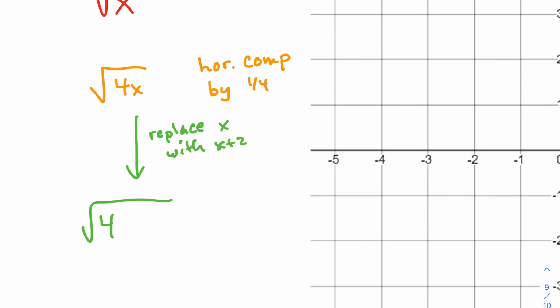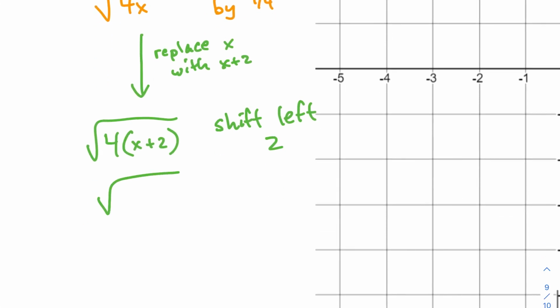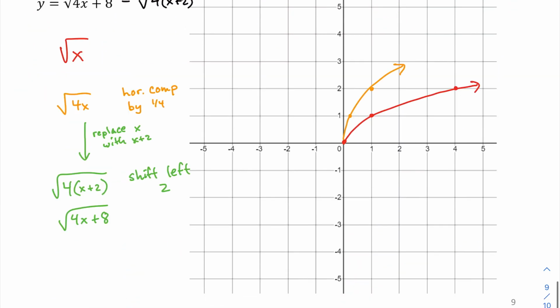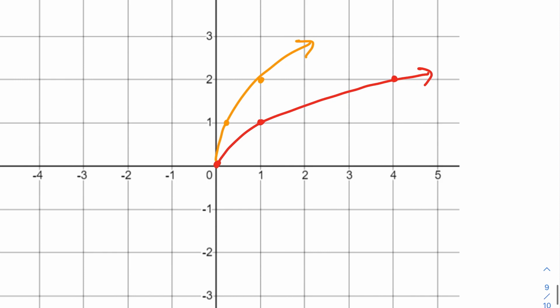So let's erase all that stuff. And when I do that, there's parentheses that happen when you do the replacing. There's an x plus 2 there now. So now we have a shift left 2 units. And then, of course, if you distribute the 4, it looks exactly like what we are aiming for. Square root of 4x plus 8, which is what we were after. So take the orange and shift everything left 2 units.